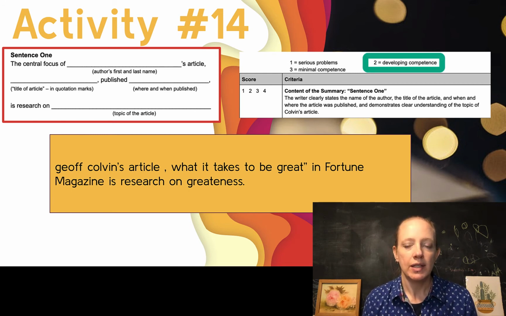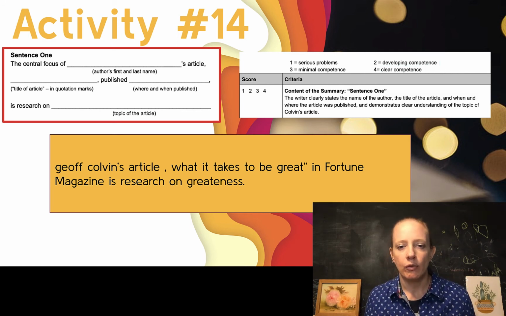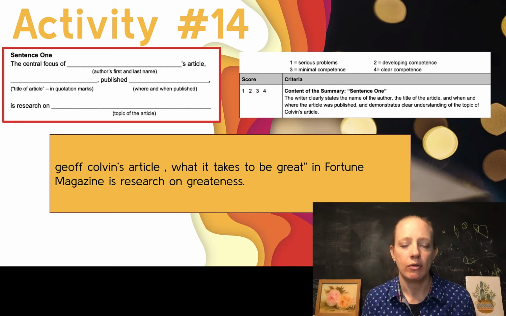And it's a 2 because it doesn't include some of the information, but also it doesn't tell you what the topic of the article is. I hope that helps you get a sense of what a 1, 2, 3, and 4 look like. A 1 would be something like, in the article, it talks about greatness. So it's leaving out so many things that you just can't possibly give it more points.